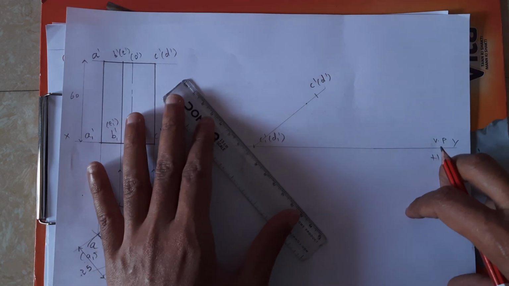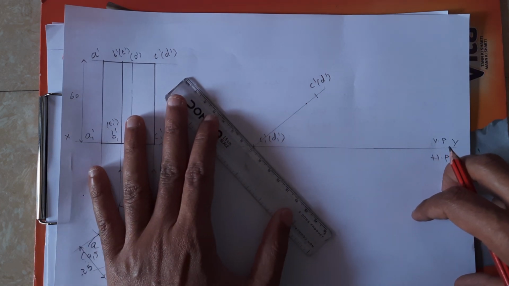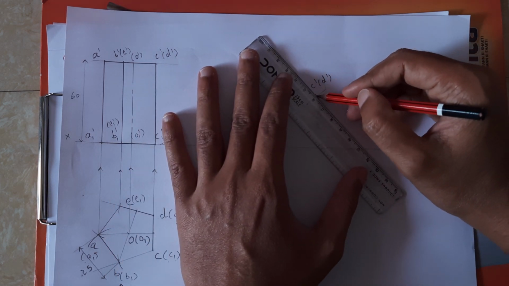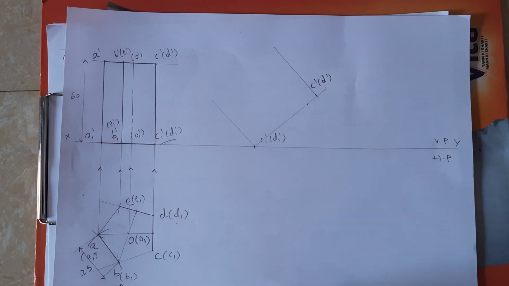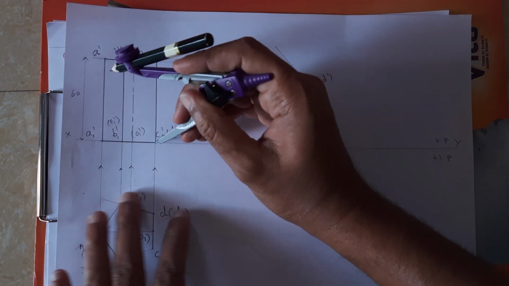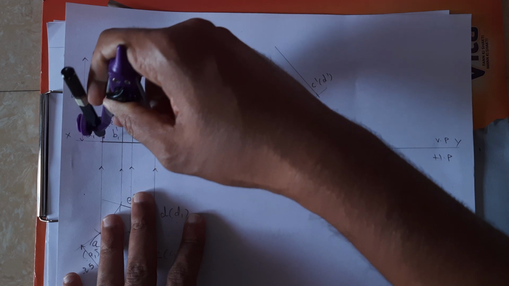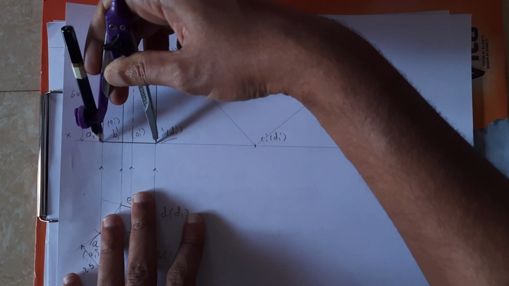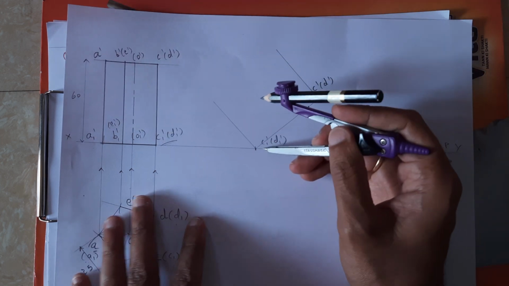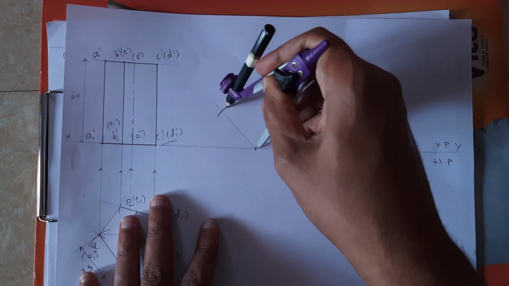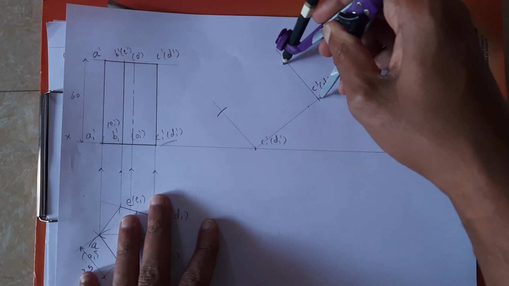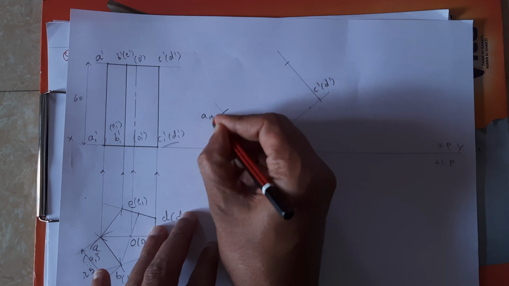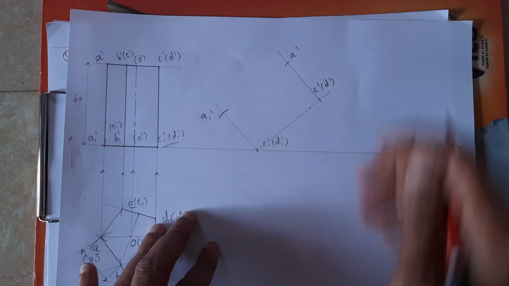Now draw the perpendicular line to this one. Okay, draw the perpendicular line like this. Okay, so take the measurement from C1 dash to A1 dash. Like this you have to take the measurement. Next, this one I am going to cut over here. It will be the same from here to here. So this will be what? A1 dash. This one is A dash.